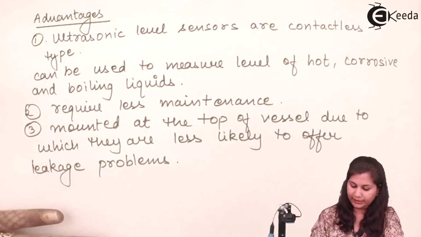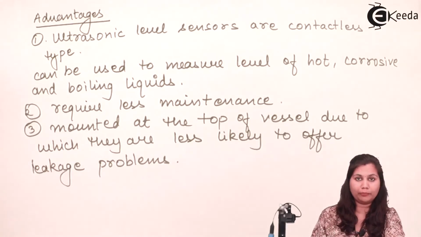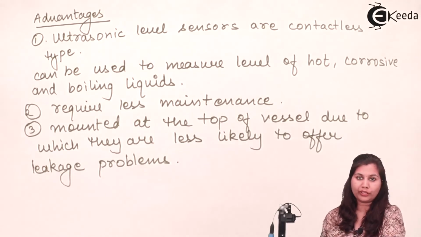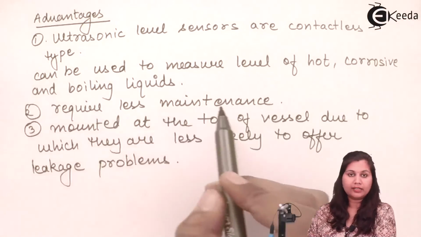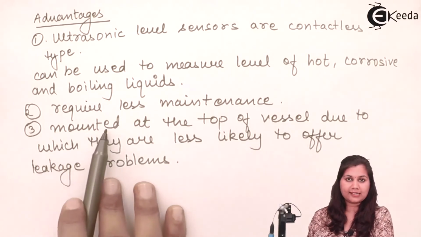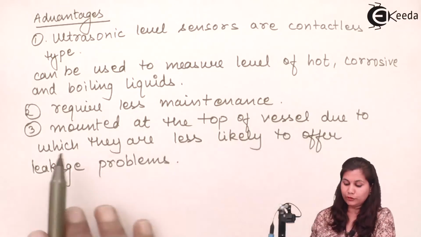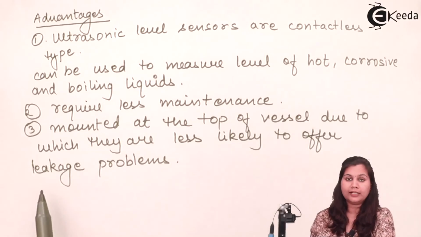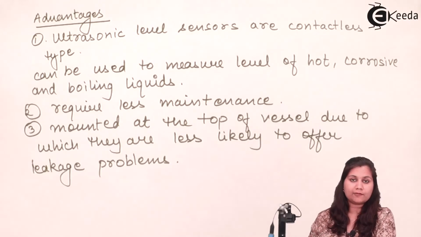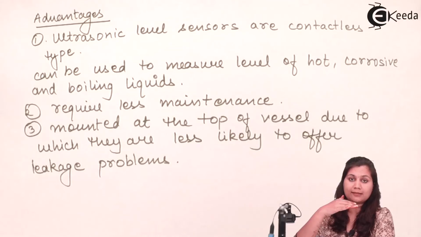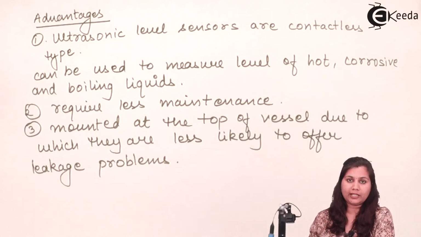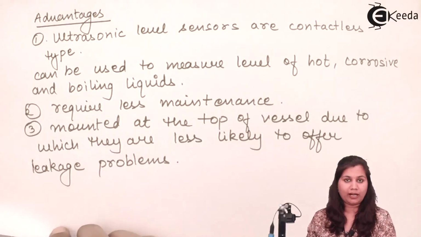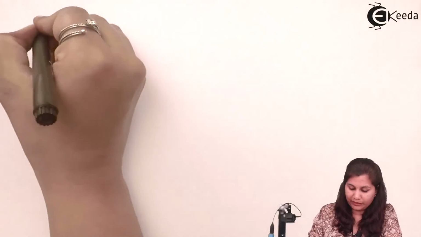Also, these ultrasonic level sensors consist of fixed components, no moving parts are there, so no friction problem is there, and they require less maintenance. Also, these sensors are mounted at the top of the vessels, so they are less affected by leakage problems. In other sensors which are dipped into the liquid or which are in contact with the liquid, leakage problems can occur. But in ultrasonic, because the sensor is mounted at the top of the vessel, no leakage problems are there. So these are the advantages of the ultrasonic level sensors. Now come the disadvantages.